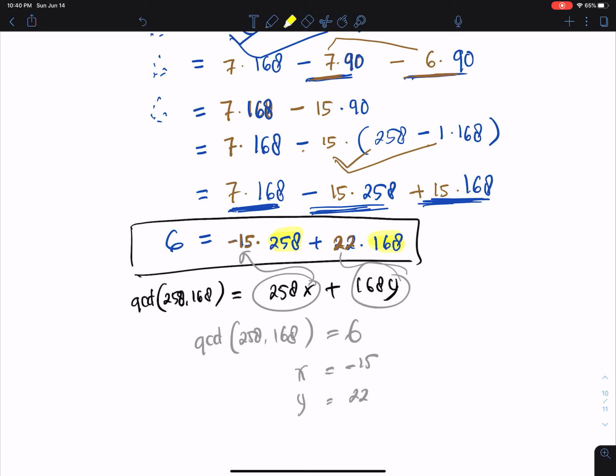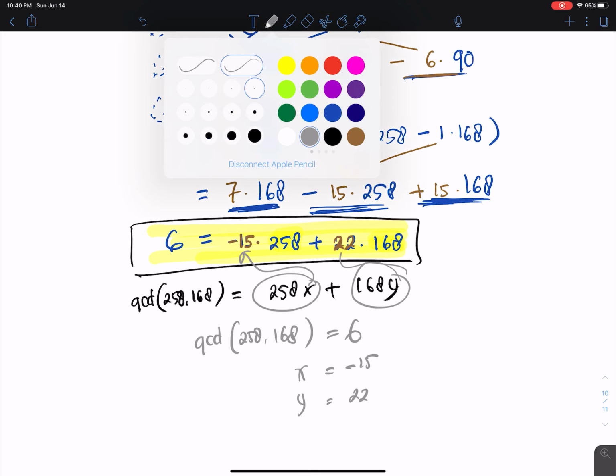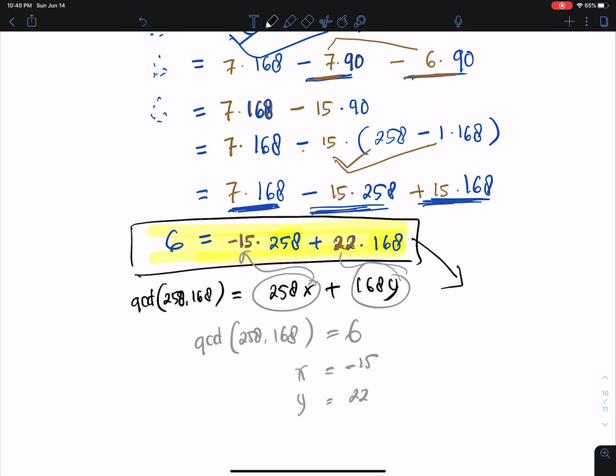Definitely if you calculate this using a calculator, then this number should be correct. We can try. So I will calculate with the calculator here. First, minus 15 times 258, that will give us 3870, but minus, and then plus 22 times 168, we get 3696. So the total will be 3870.